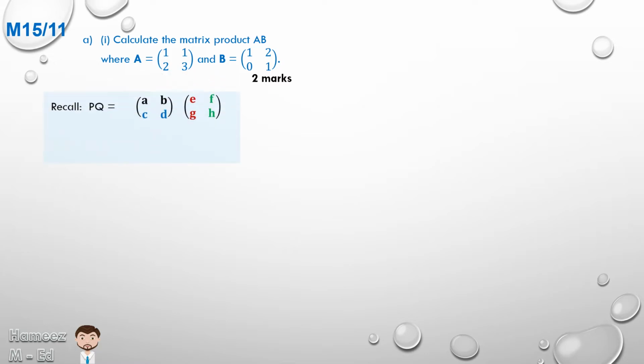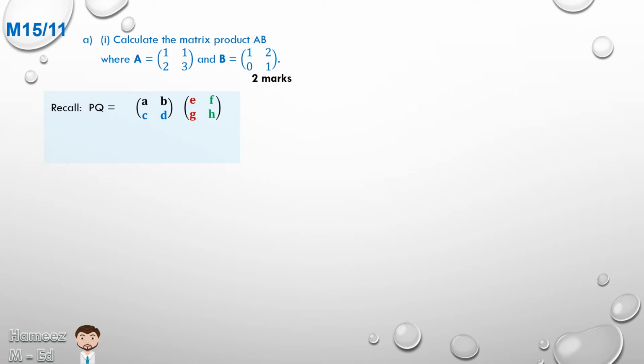So let's recall, if we had two matrices, P and Q, in the form A, B, C, D and E, F, G, H. Notice I've put different colors for them. Let's remember that it is multiplication. We're using the rows in the first matrix multiplied by the columns in the second matrix. So in the first matrix, I've put the rows in different colors, black for the first row, blue for the second row, and the columns red for the first column in the second matrix, and green for the second column.